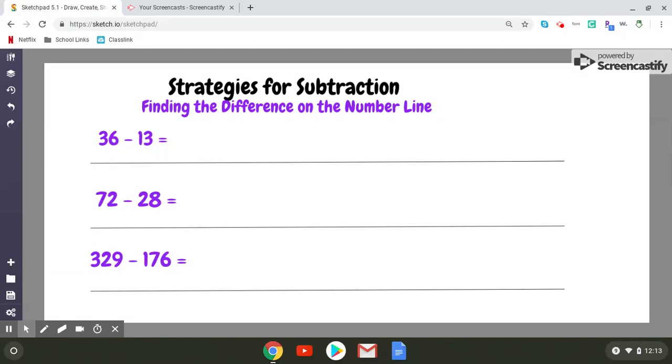I'm going to show you one of the strategies for subtraction where we actually use addition on the number line to solve subtraction problems. So we're going to find the difference between these numbers.